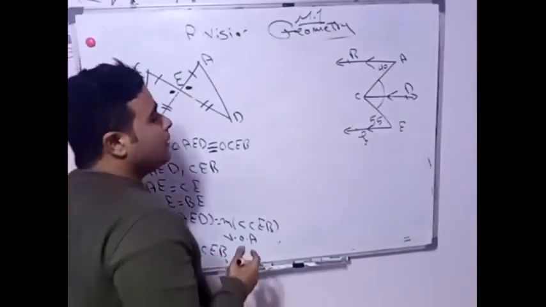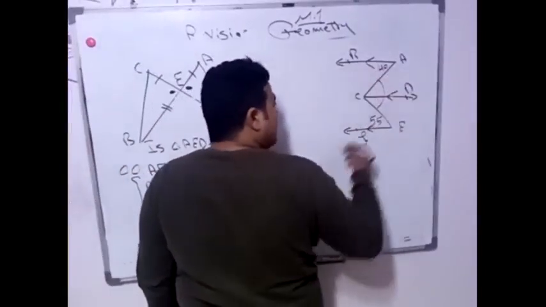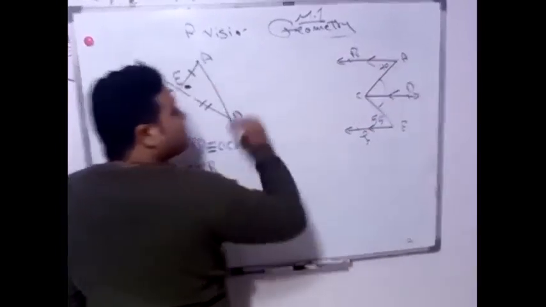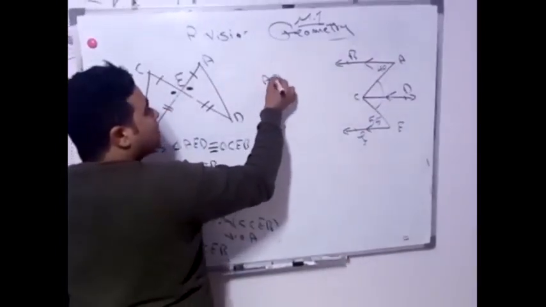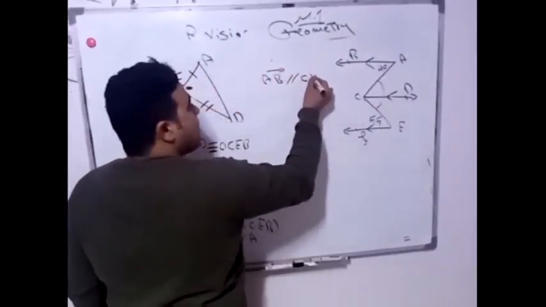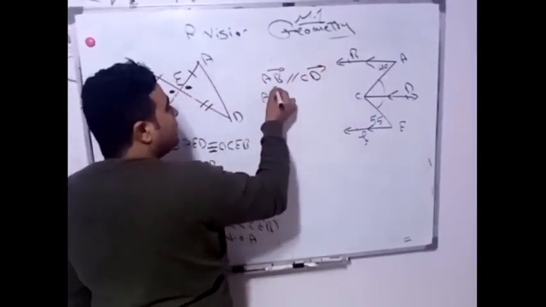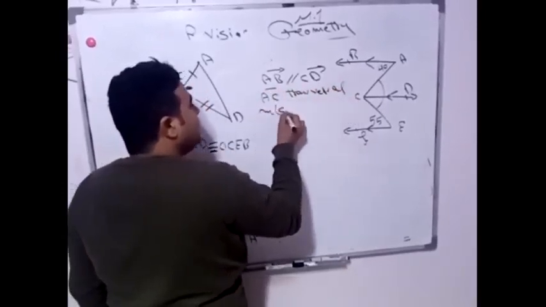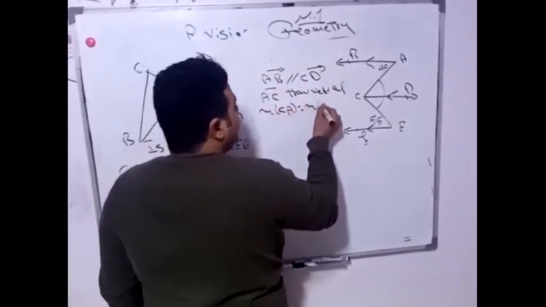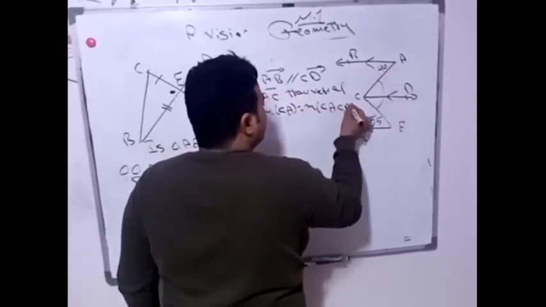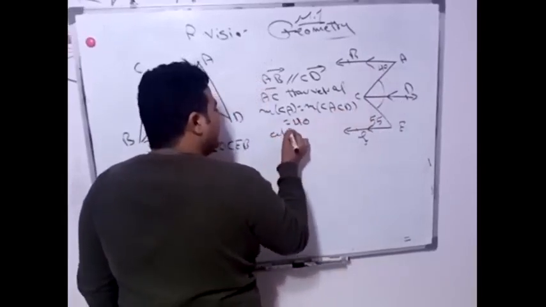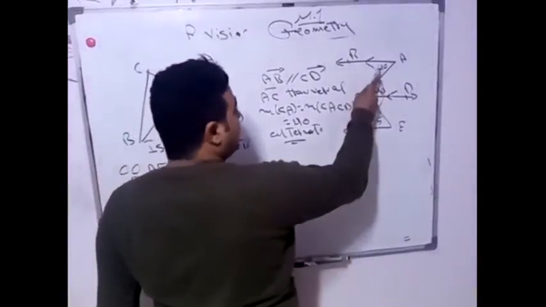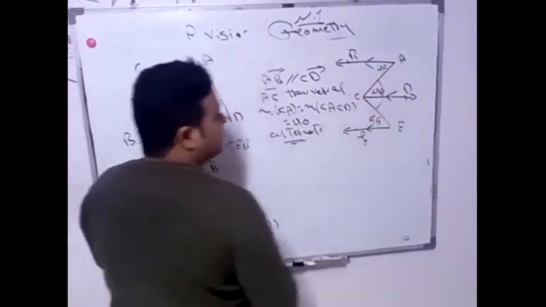To solve this question, we must divide our example into Z shapes. This is the first Z. Since we have AB parallel to CD and AC transversal, we have measure angle A equal to measure angle ACD equal to 40, alternate angles.